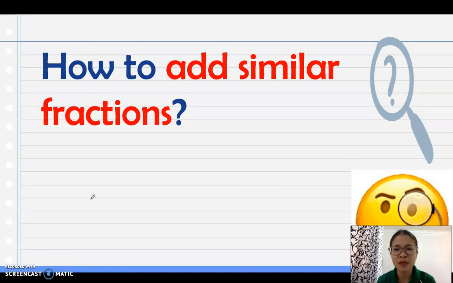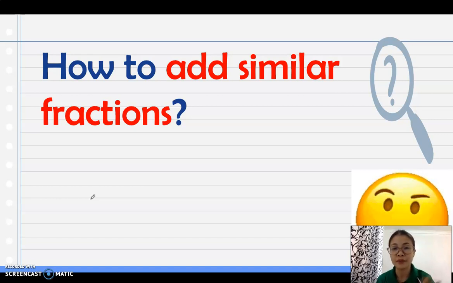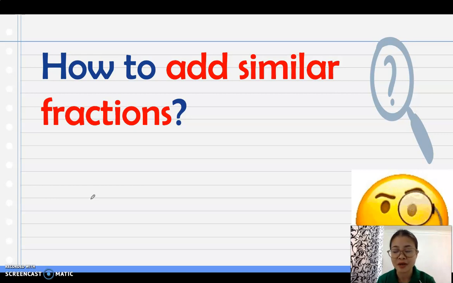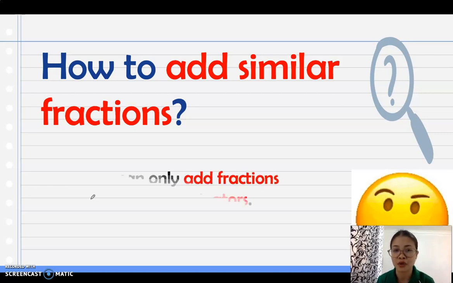Now, how to add similar fractions? What are similar fractions? When you say similar fractions, those are fractions whose denominators are the same. For example, the problem earlier: Anna will be giving 1/8 for Pat and another 1/8 for Claire. So since the denominator is the same, 8, that is a similar fraction.